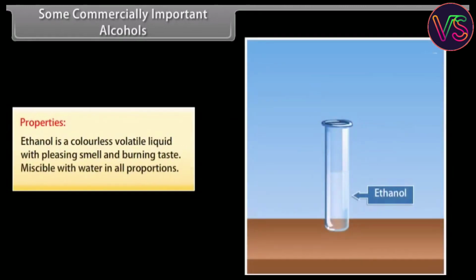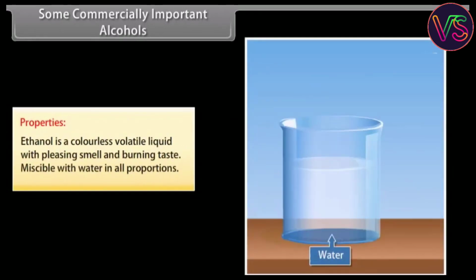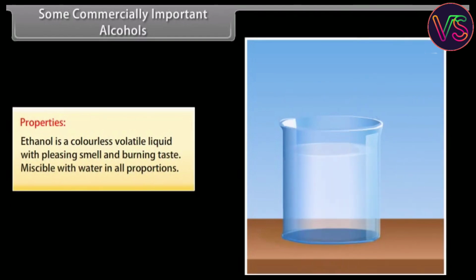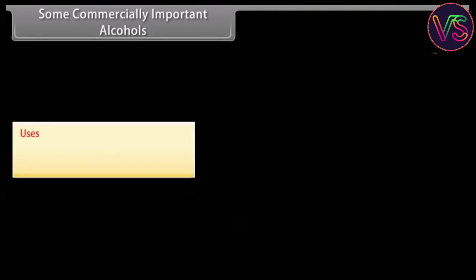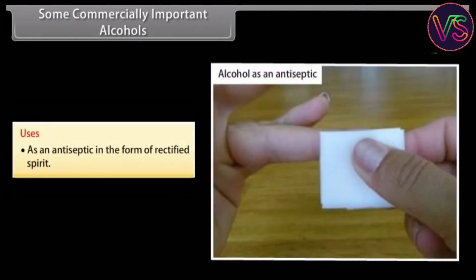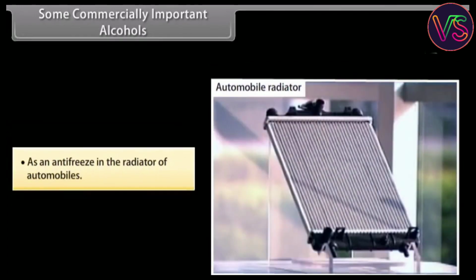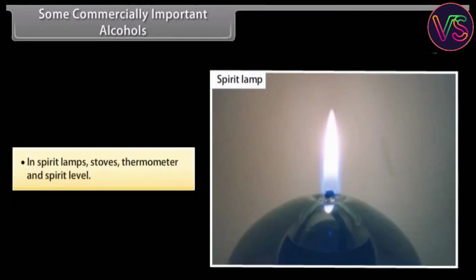Properties. Ethanol is a colorless, volatile liquid with pleasing smell and burning taste, miscible with water in all proportions. Uses. As an antiseptic in the form of rectified spirit, as an antifreeze in the radiator of automobiles, in spirit lamps, stoves, thermometers and spirit level.